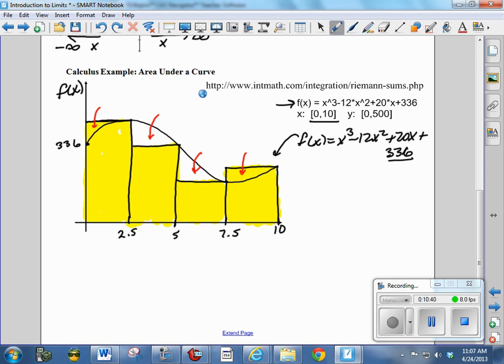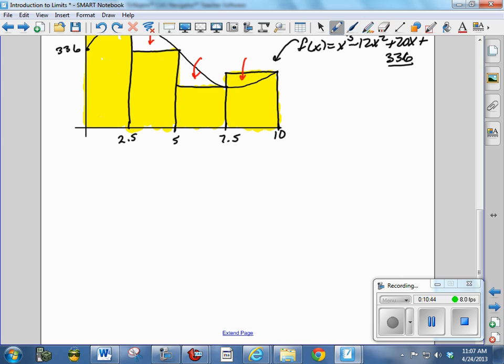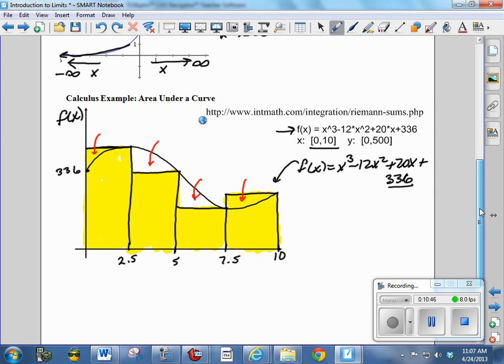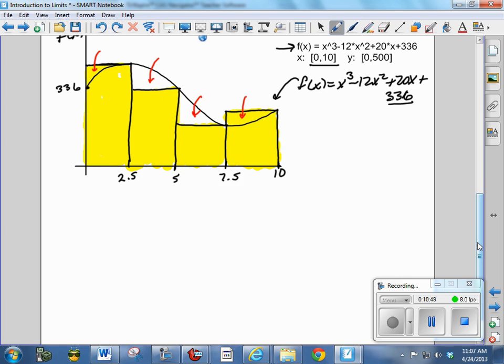Now, if I wanted to add these up, I need to know a base and a height for each of my rectangles. The base for each rectangle, it turns out, is 2.5. But the height then would be these right-hand sides of the rectangles here, each of those. And how do we calculate those?